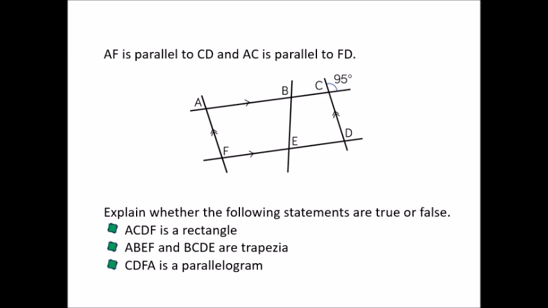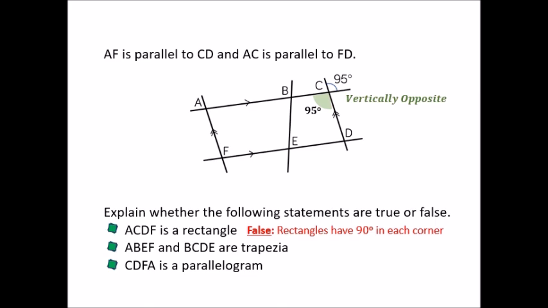Alright, so ACFD is a rectangle. Well, let's have a think about that. The angle vertically opposite the 95 degrees is exactly the same, so this angle here is 95 degrees. If ACDF was a rectangle, then this angle would have to be 90 degrees. Therefore, this is not a rectangle, because all rectangles have 90 degrees in each corner.